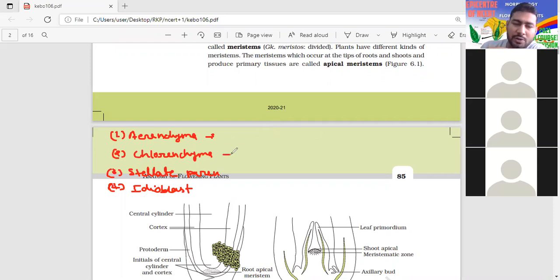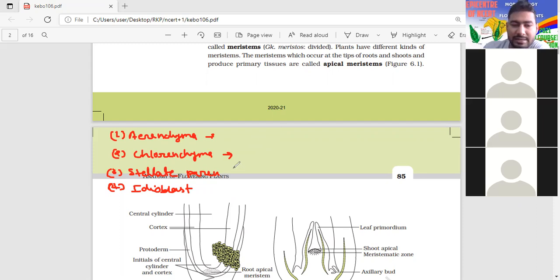The second one is the Chlorenchyma. Chlorenchyma means these parenchyma cells have photosynthetic pigment, by which they can perform photosynthesis. So this is called the Chlorenchyma.